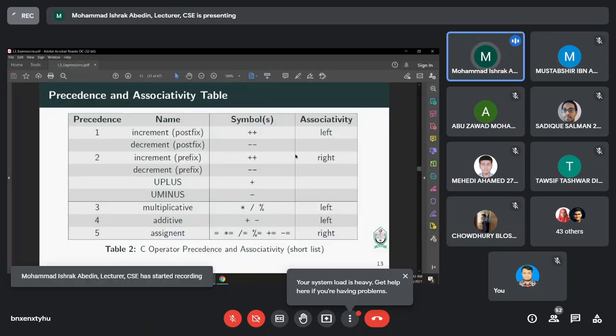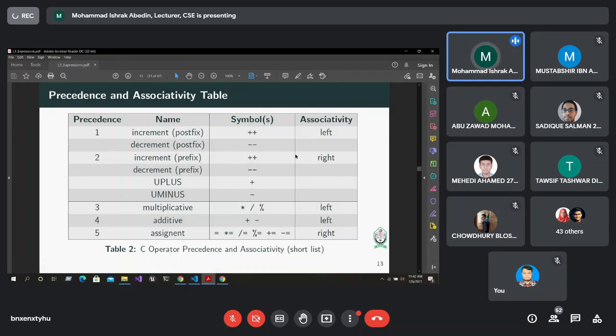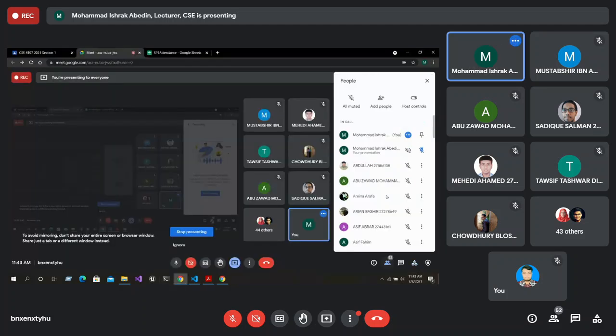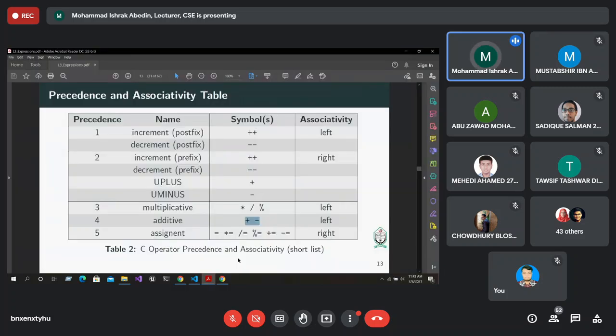Okay, let us begin our topics for today. So, if we recap our previous class, what we have learned about are basic operators and expressions. What are expressions? What are operators? And we have learned about basic arithmetic operators like unary plus, unary minus, the multiplicative operators, and the additive operators.